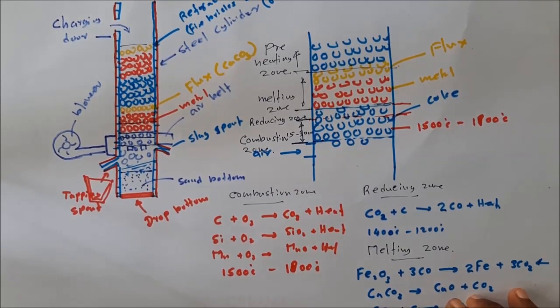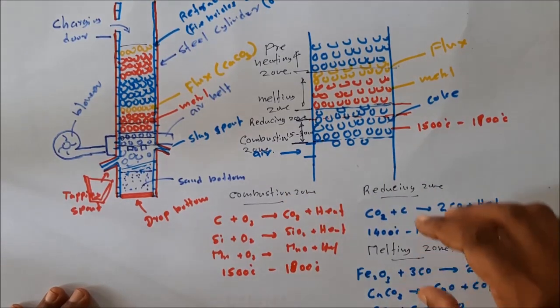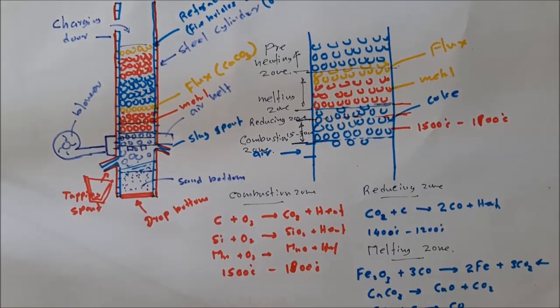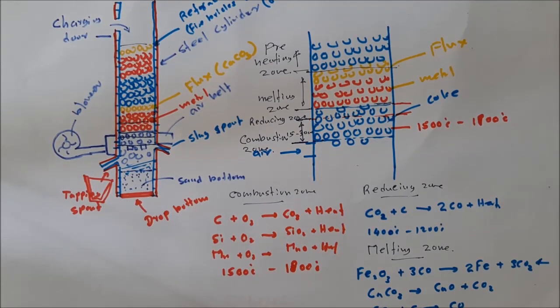Then the preheating zone preheats the entire charged material to reach these operations. Okay. This is called the cupola operation. It produces the cast iron in this operation.